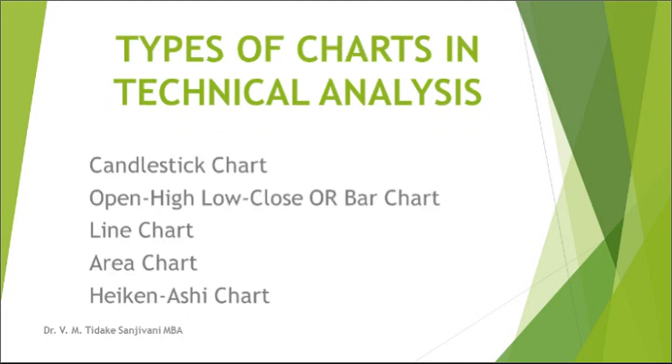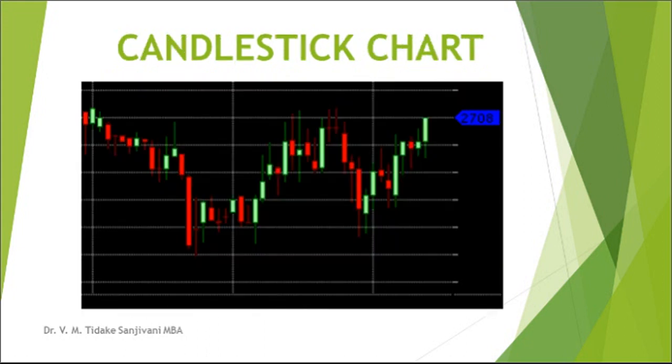Moving further, let us try to see the types of charts in technical analysis. Basically, the various charts in technical analysis are the candlestick chart, open high low close or bar chart, line chart, area chart and Heikin-Ashi chart. So we'll see them one by one. Candlestick chart. See the figure here, you will understand what is meant by the candlestick chart. In this candlestick chart you can see there are red candles and green candles.